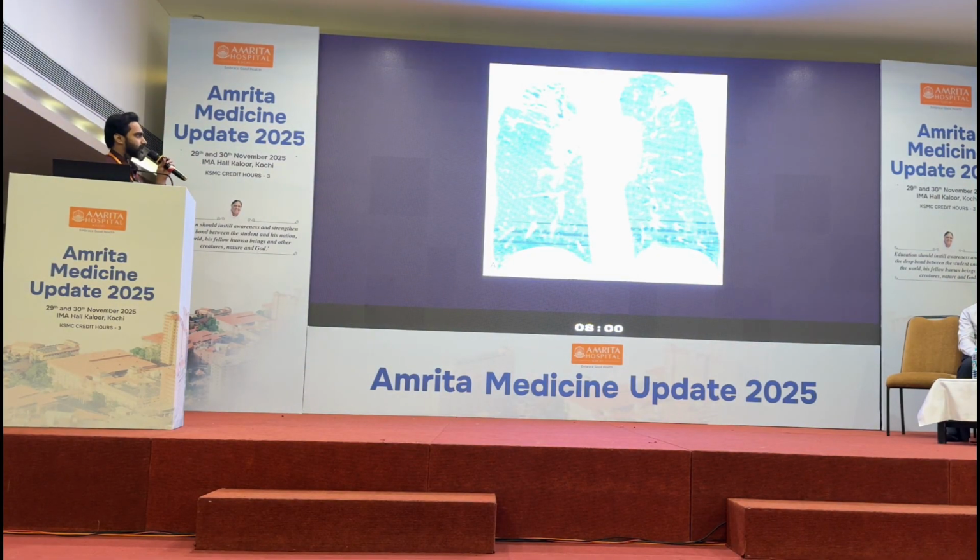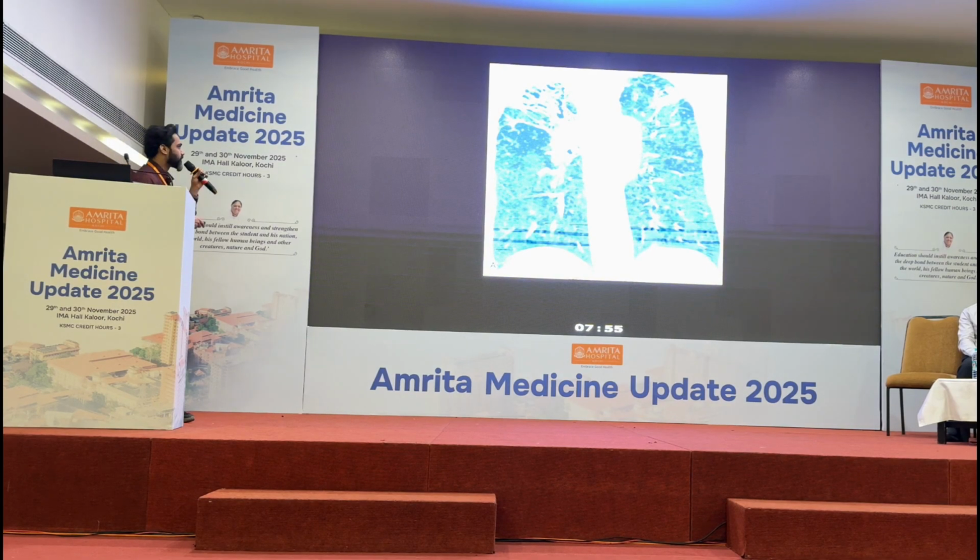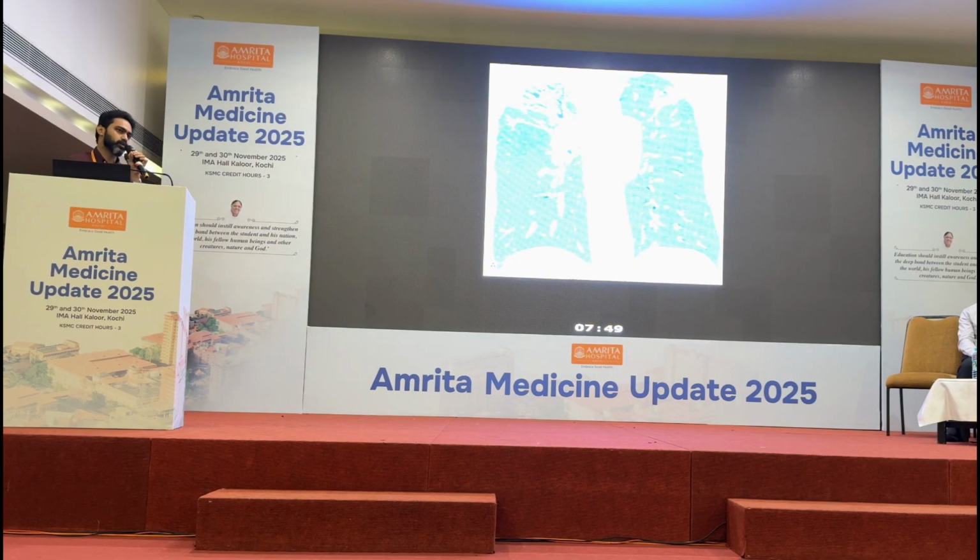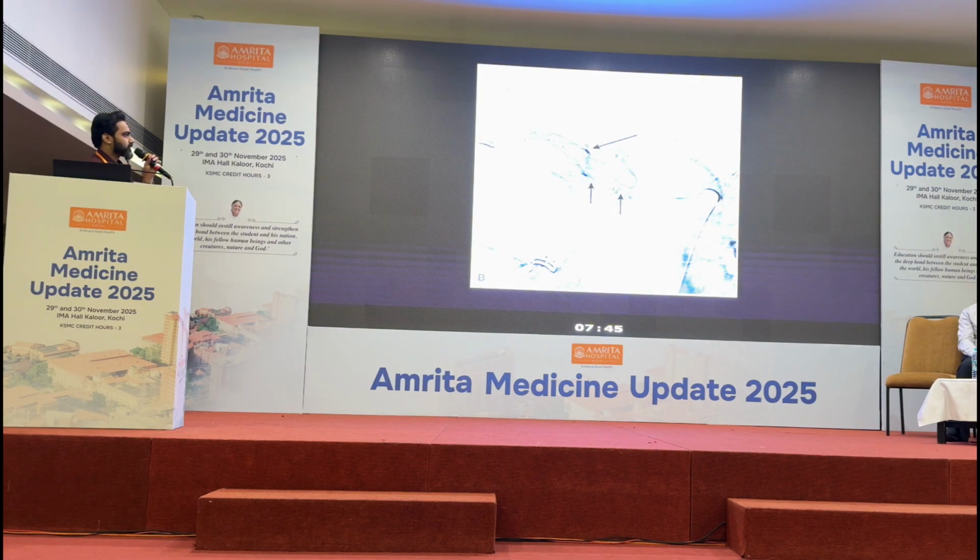This is a case of pulmonary tuberculosis. Patient has destroyed right upper lobe with fibrocavitary changes. He had presented to us with hemoptysis. We did a CT angiogram which showed hypertrophied bronchial artery, and then we got into his aorta.